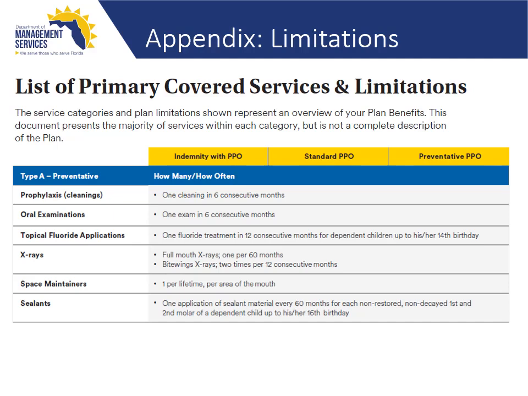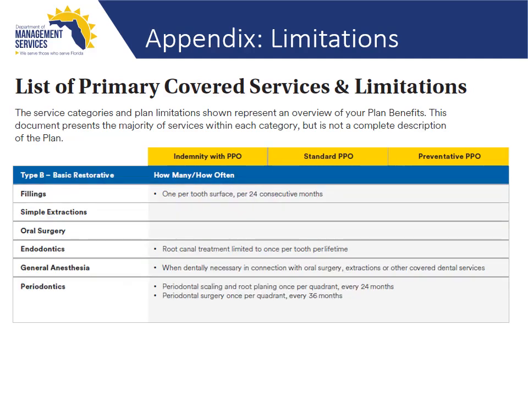X-rays, full mouth X-rays, 1 per 60 months. Bitewing X-rays, 2 times per 12 consecutive months. Space maintainers, 1 per lifetime per area of the mouth. Sealants, 1 application of sealant material every 60 months for each non-restored, non-decayed first and second molar of a dependent child up to his or her 16th birthday.